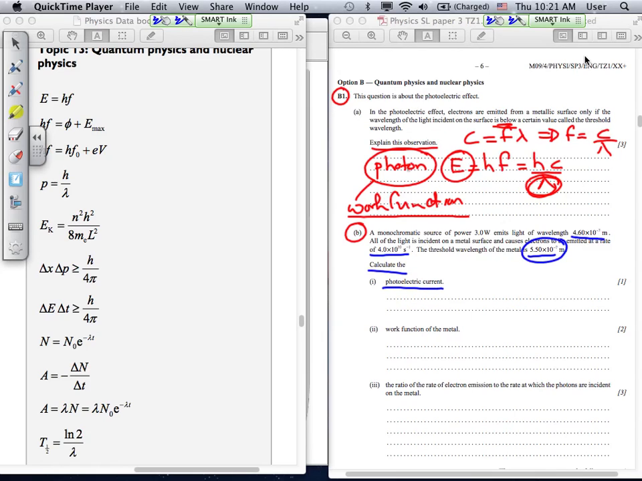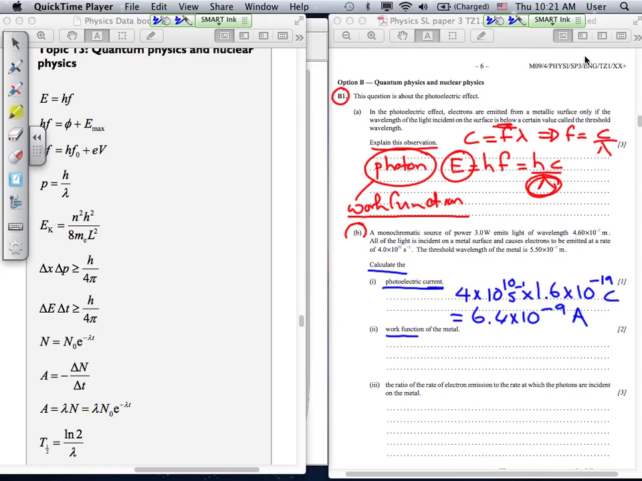We see that we've got 4 times 10 to the 10 electrons per second, and each electron has a charge of 1.6 times 10 to the negative 19 coulombs. When we multiply that out, we get 6.4 times 10 to the negative 9. Because this is a coulomb per second, and a coulomb per second is an amp, this is a current.